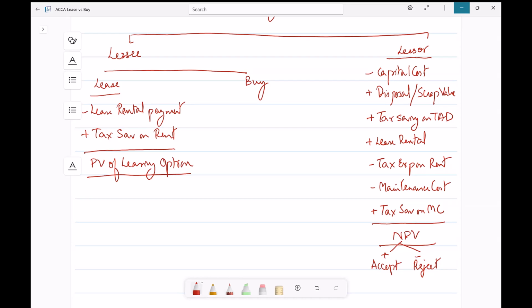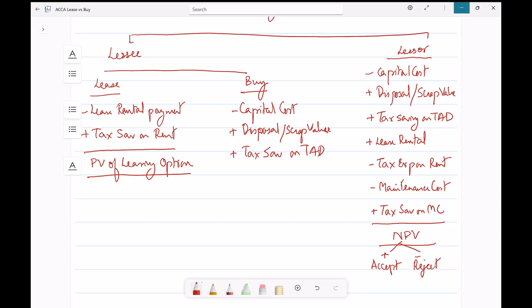On the other hand, when we buy the asset, we'll have to spend for the asset, so we'll have the capital cost. Yes, the asset belongs to us. So obviously the disposal value or the scrap value will belong to us. The asset belongs to us, so obviously we are going to receive its tax savings on depreciation, on TAD, tax allowable depreciation. Lease rental, no, we are not paying it, we are not receiving it, we have bought it, we are going to use it ourselves. So no lease rental, no tax expense on lease rental.